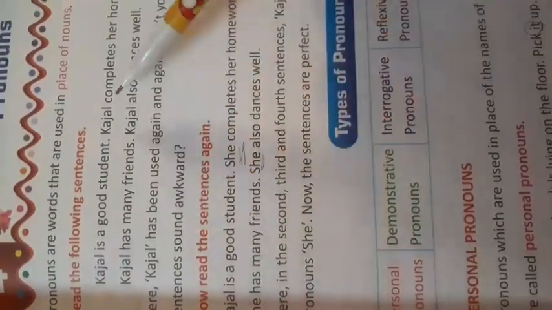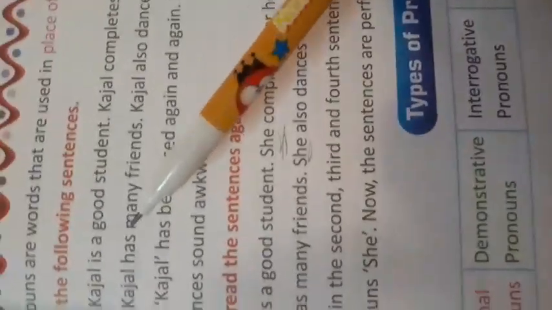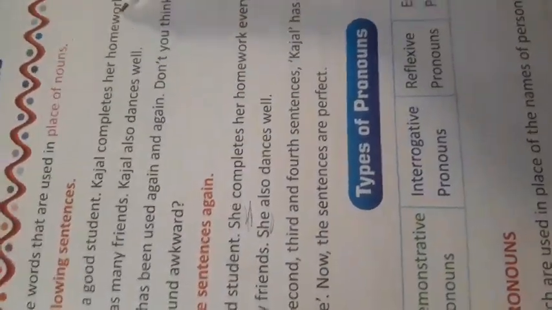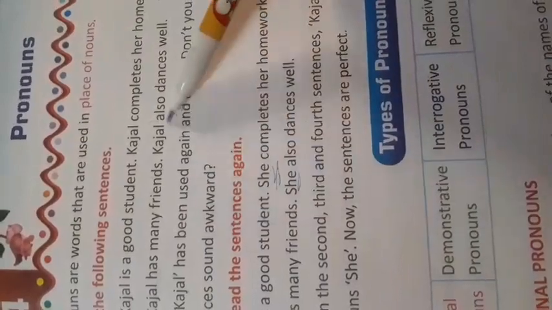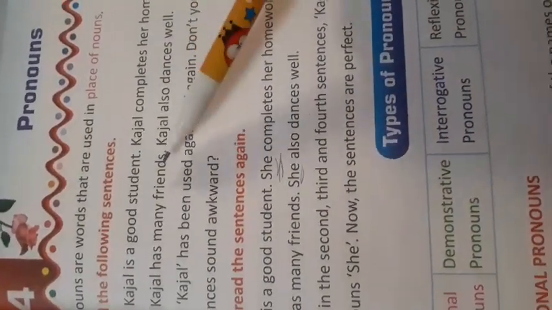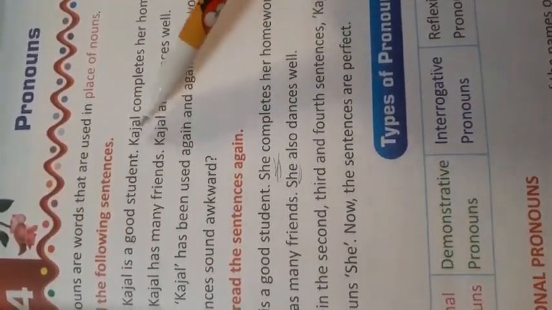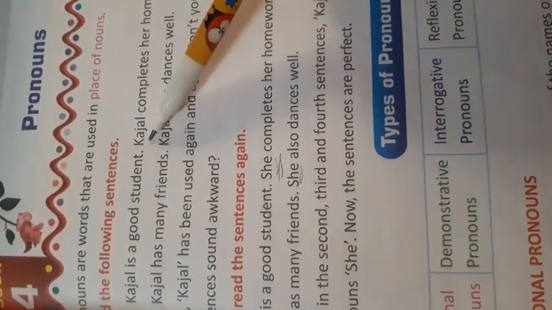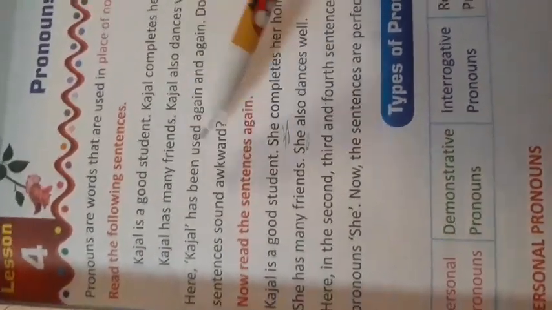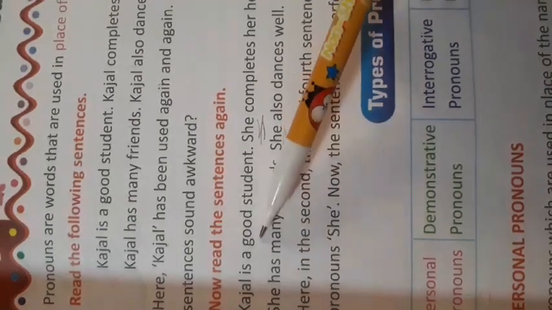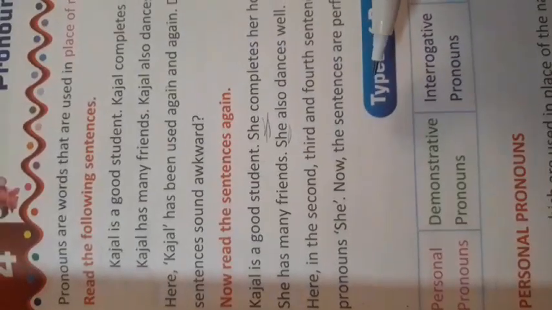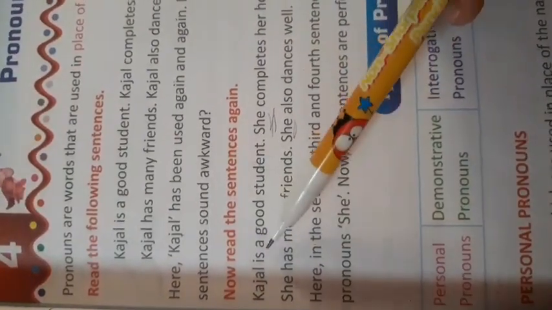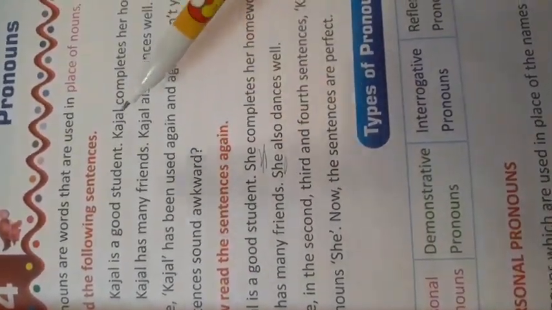You can see the example here. For example, Kajal is a good student, Kajal completes her homework, Kajal has many friends, Kajal also dances well. Here you can see that the name is being repeated again and again, isn't it? Now see here: Kajal is a good student, she completes her homework every day, she has many friends, she also dances well. Now you can see that Kajal is written only one time.